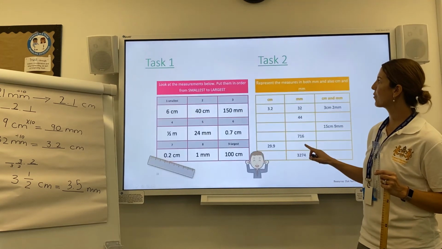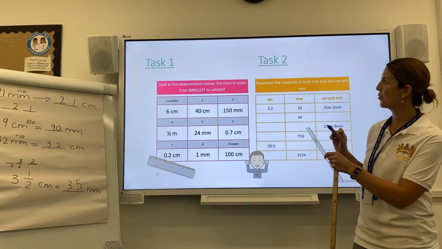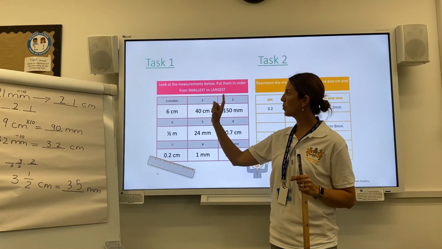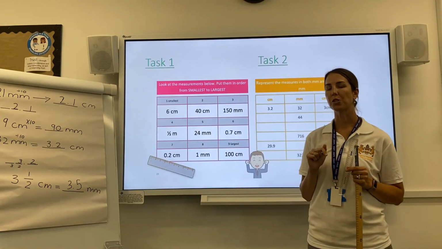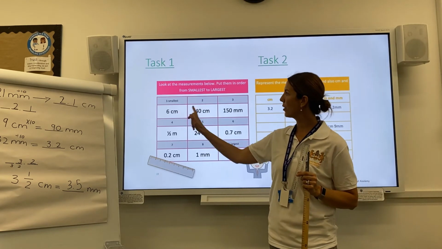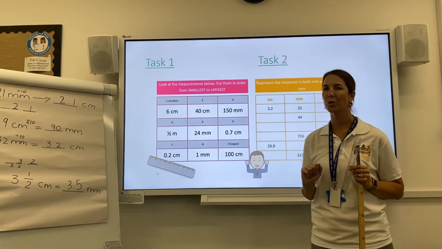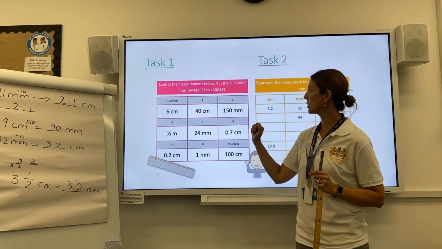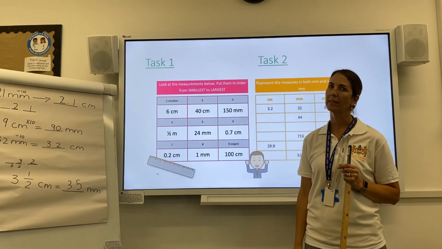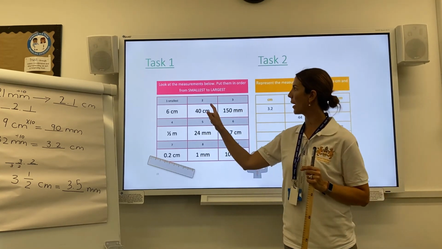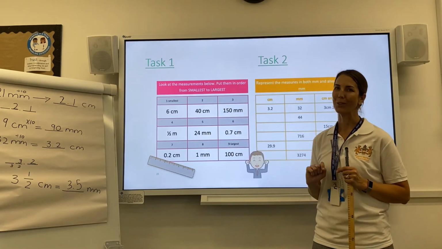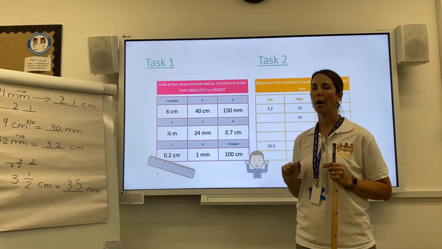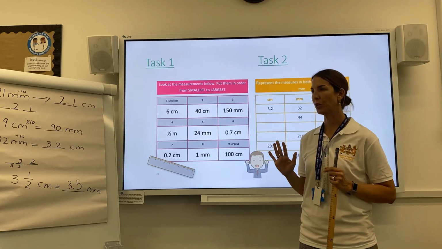We're going to have a few tasks today. So the first one is you need to put this in order. So can you start with the smallest one and then go to the largest one? But remember, I can't order units of measure if they are not the same. So here I have 6 centimeters, 40 centimeters. Ooh, they're trying to trick me again. So 150 I need to divide by 10 would be, you got it, 15. So I have 6, 40, 15. Now I can order them because they're all the same unit of measure.